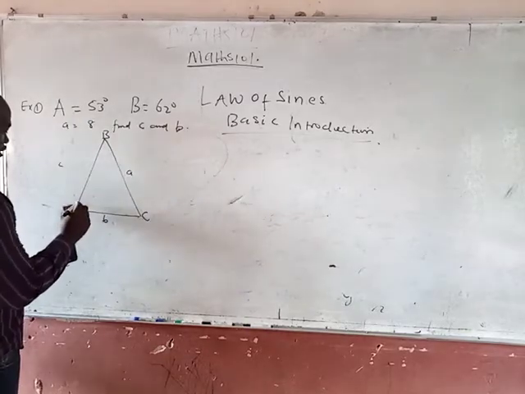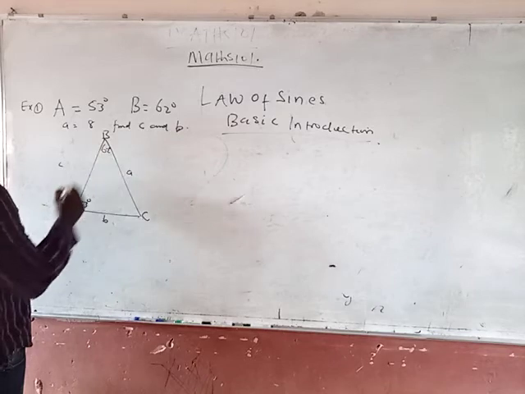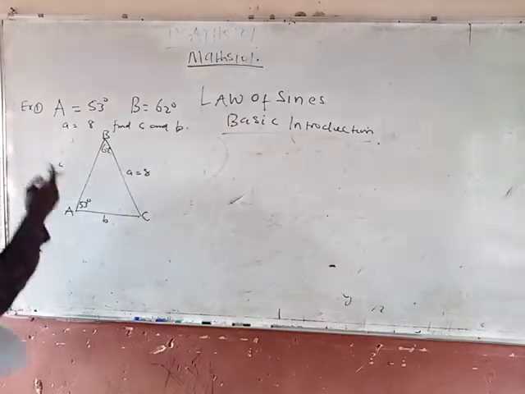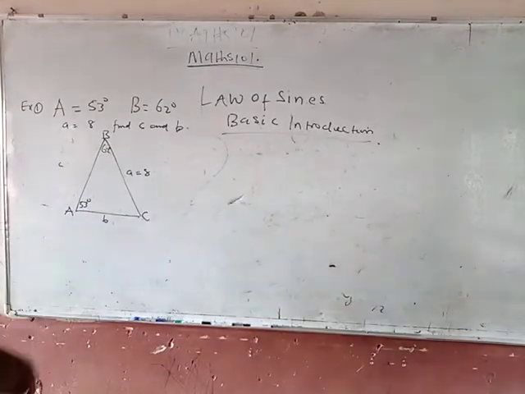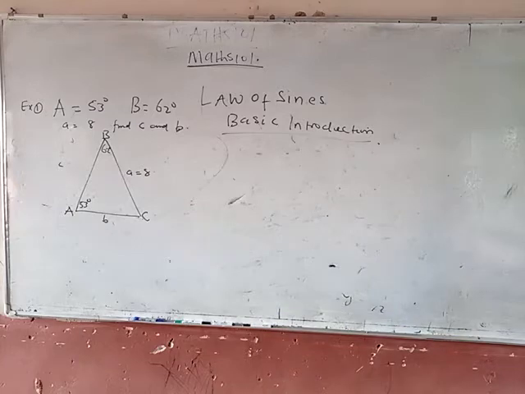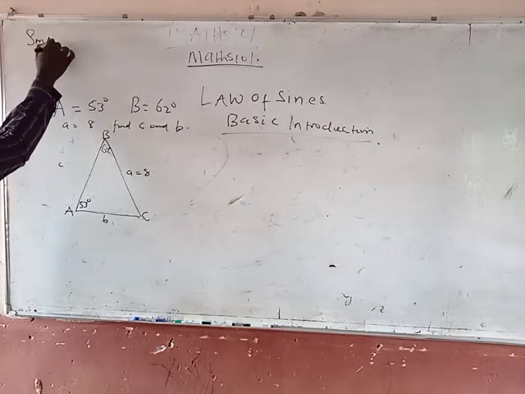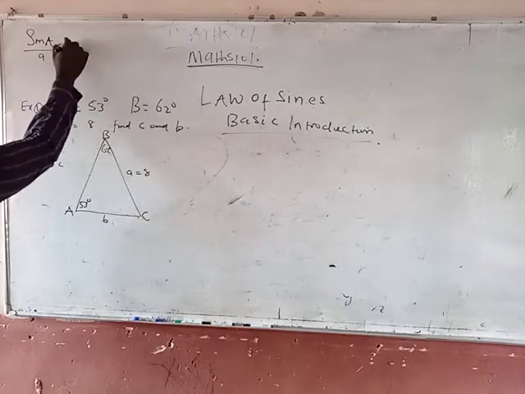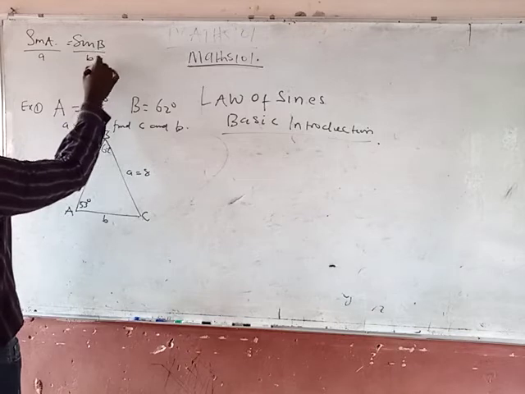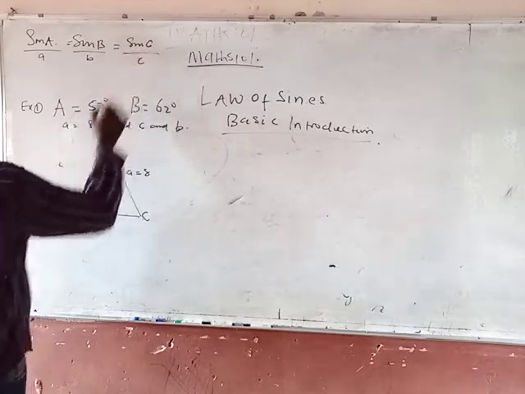In the question, your angle A has an angle of what? 53 degrees. Your B has an angle of what? 62 degrees. And your small a is equal to what? 8. So you should find C and find what? b. Now, in the law of sine, there is a very simple way for you to solve it: sine of big A all over the side small a is equal to sine of angle B all over the side b is equal to sine of angle C all over what? The side c.